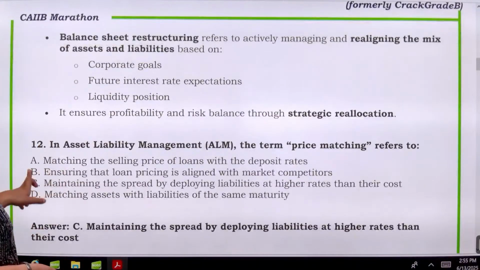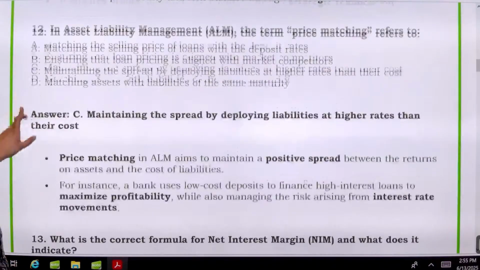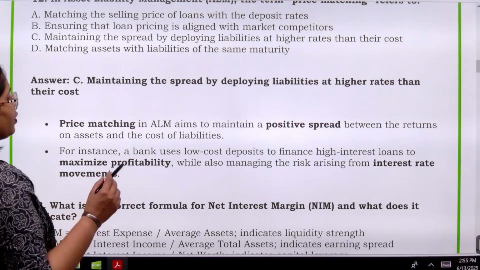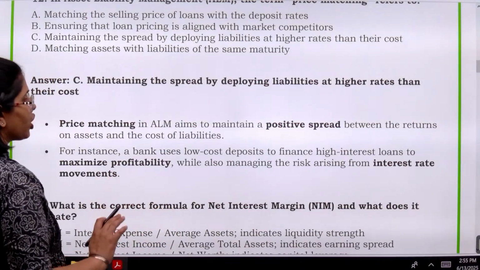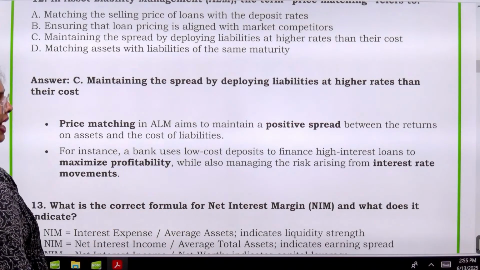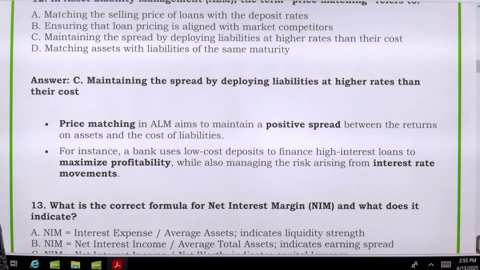Now, next we have in asset liability management the term price matching. It means maintaining the spread by deploying the liabilities at higher rates than the cost. Over here I am again mentioning it. See, price matching का मतलब positive spread maintain करना between the return of assets and the cost of liabilities. So, if a bank is using low cost deposit to finance high interest loans to maximize profitability while also managing the risk arising from the interest rate movements.